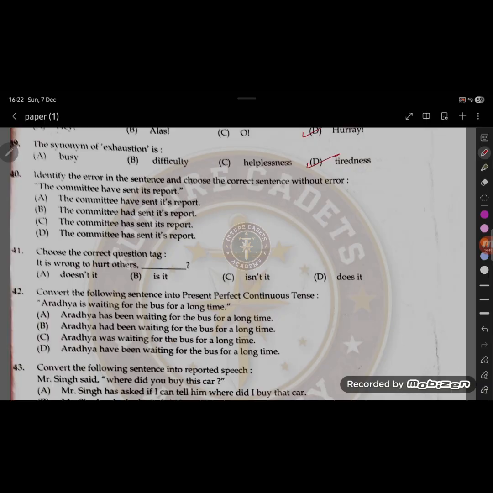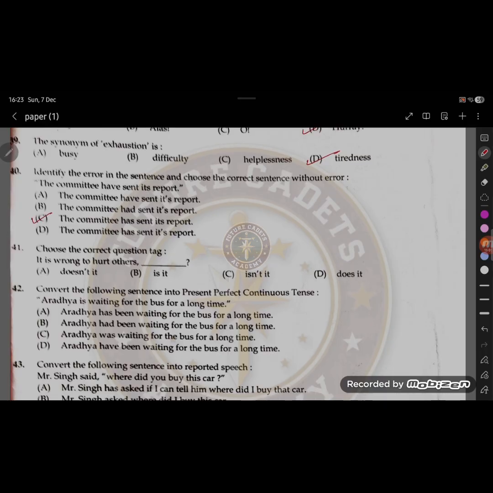Identify the error in the sentence and choose the correct sentence without error. The committee have sent its report. We need to identify the error in this sentence. So here the error is in sentence C. You all tell in the comment section why this is an error in a sentence.